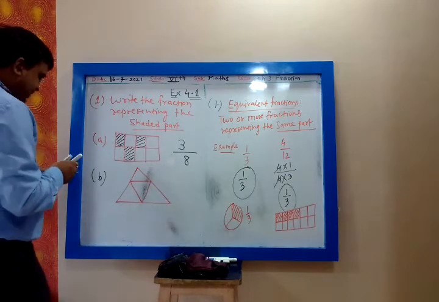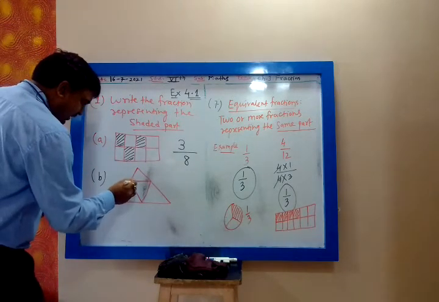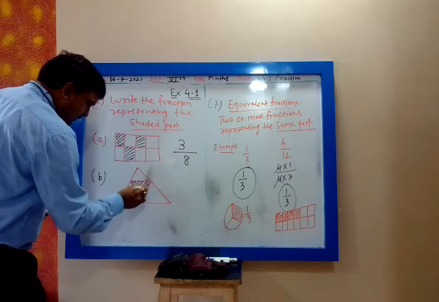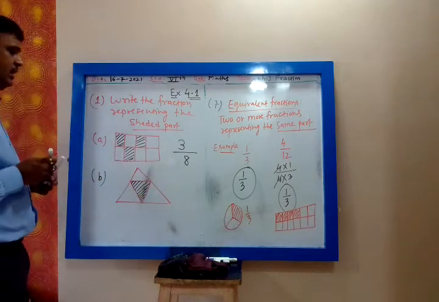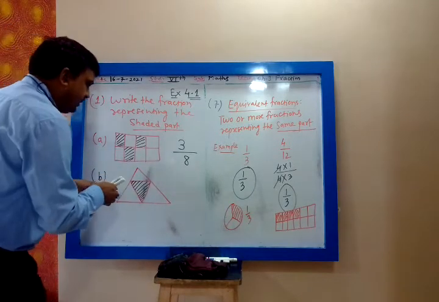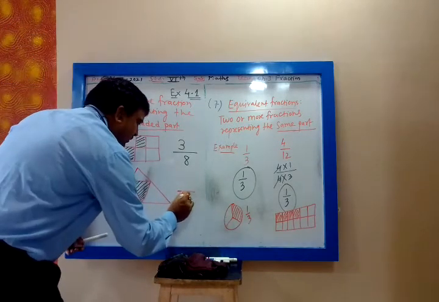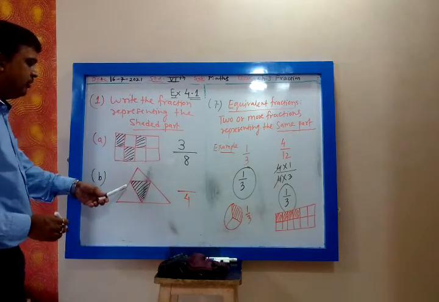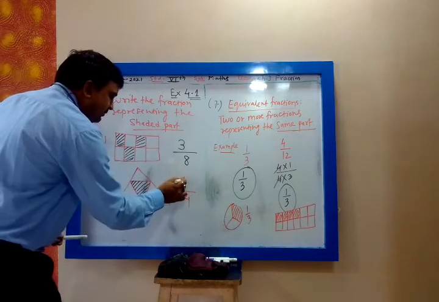Then this triangle is shaded. You tell me how many parts are the equal parts? 1, 2, 3, 4. So that 4 will go in the denominator. Then how many parts are shaded? 1 part. So the answer is 1 by 4.